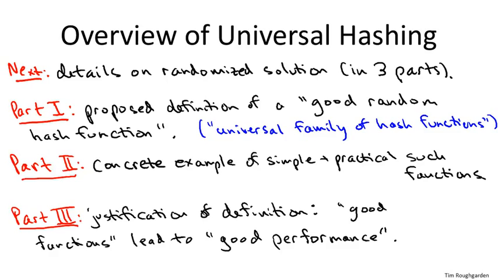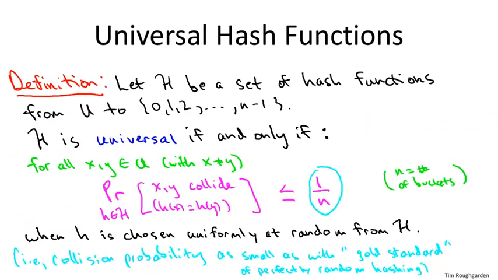And the plan for this video is to prove formally that if you draw a hash function uniformly at random from a universal family of hash functions like the one we saw in the previous video, then you're guaranteed expected constant time for all of the supported operations. So here's the definition once more of a universal family of hash functions. We'll be using this definition, of course, when we prove that these hash functions give good performance.